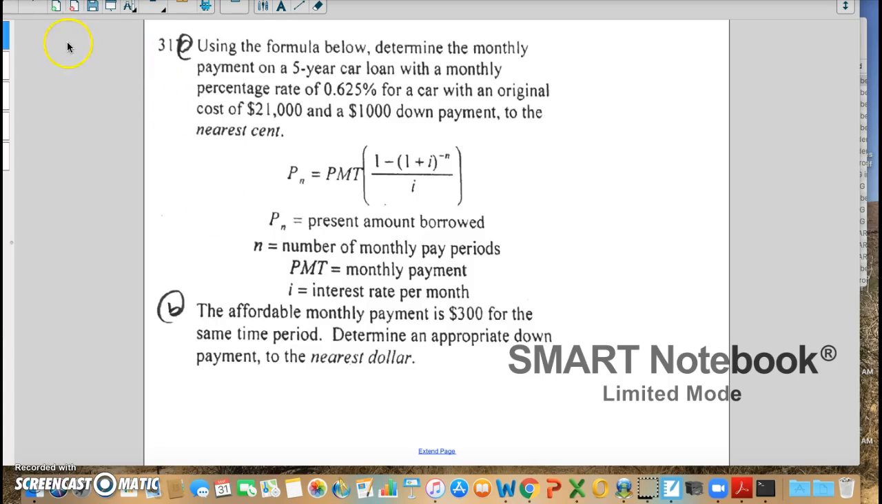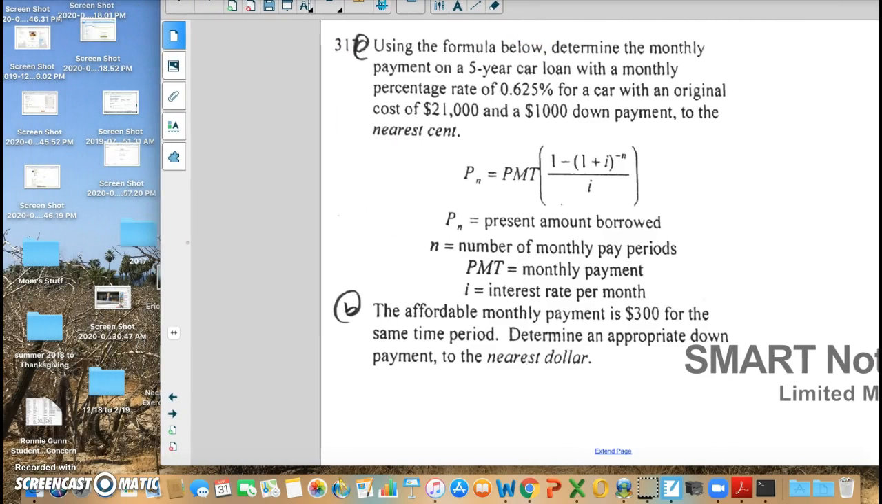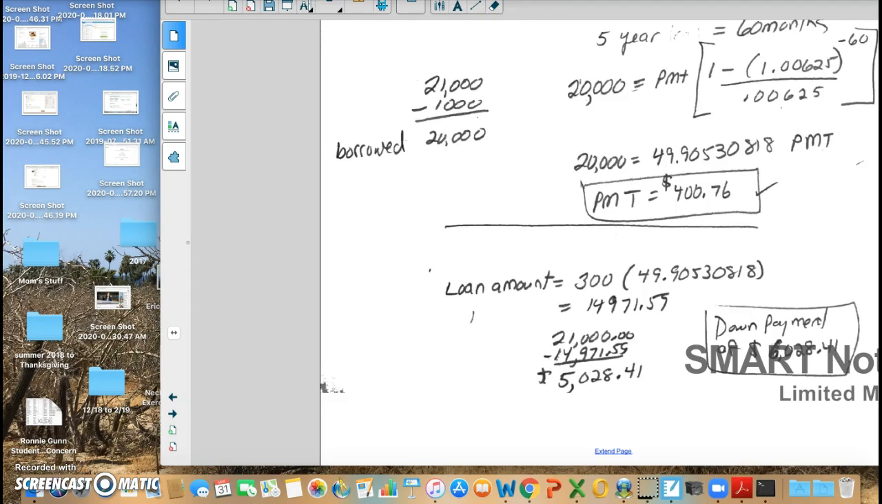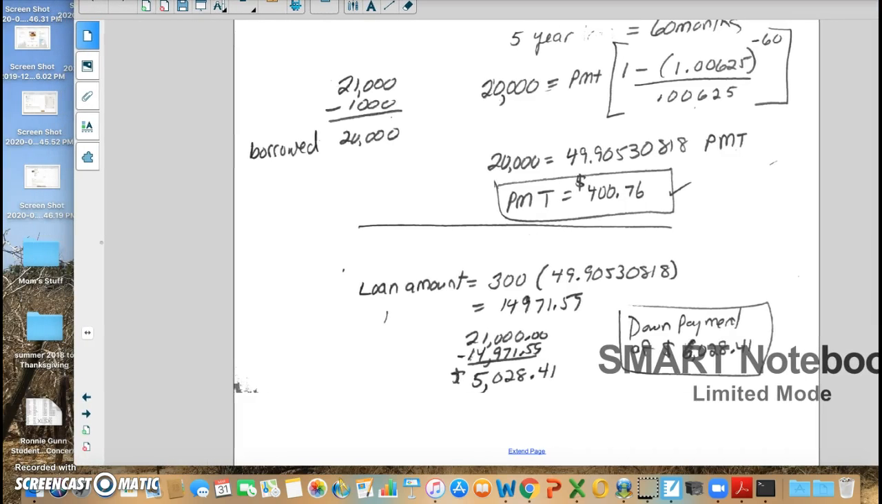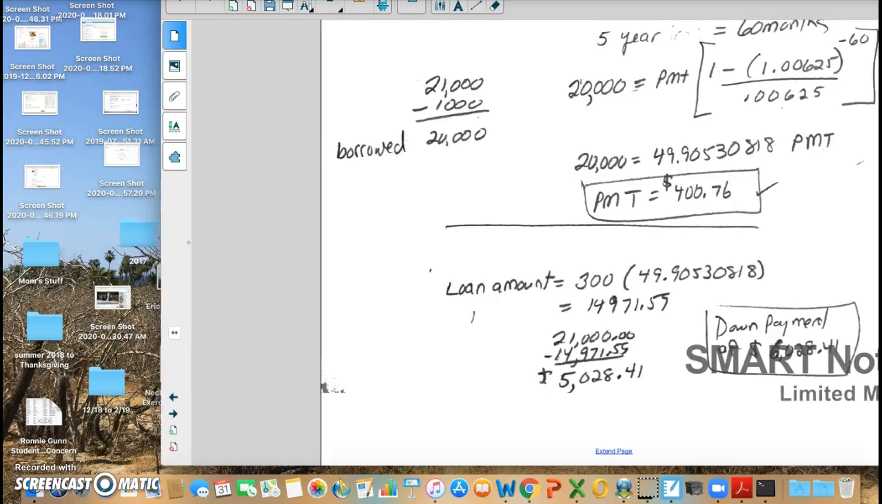Okay, let's take a look at what you got. This is what you should have had. Here's the 20,000. We're trying to figure out that: 1 minus 1.00625 to the negative 60, over 0.00625. You have to simplify this inside, and then you're going to take 20,000 and divide it by what you simplified, and you should get this payment. If you didn't, just take a few moments to go back and try again.